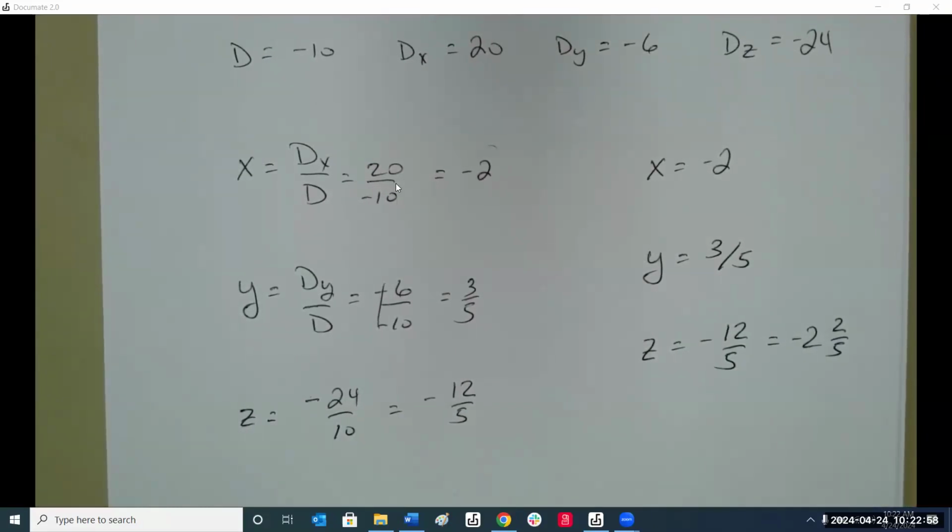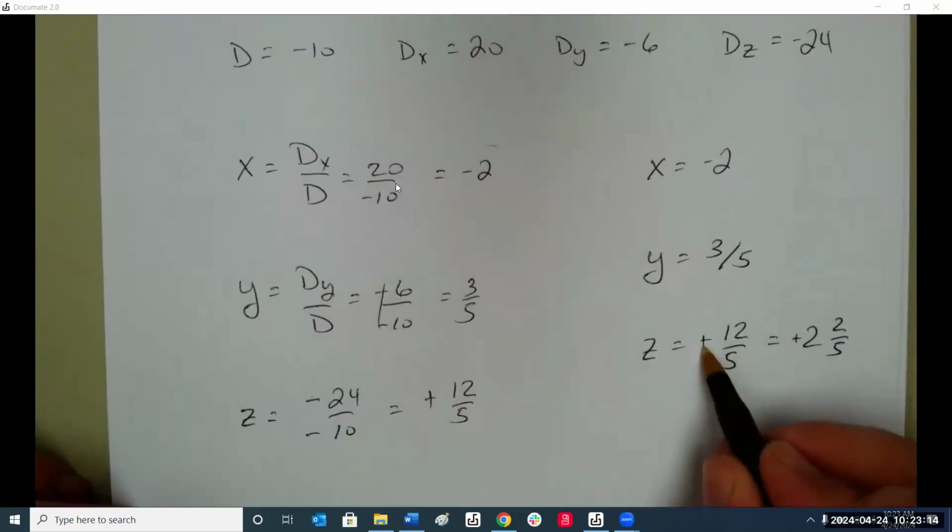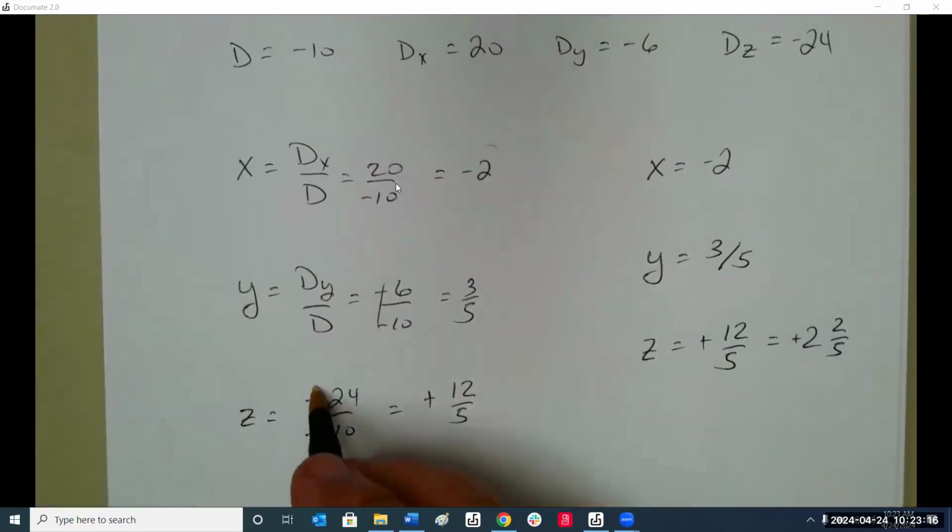Be positive. You got negative? No, for Z, it would be one. It's -10, -12 over... No, -24. Oh, it should be -10, right? Good catch. Yes, so the negatives cancel. Very good.